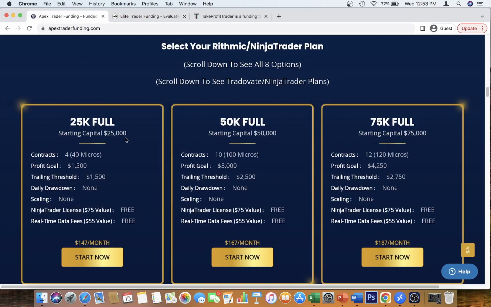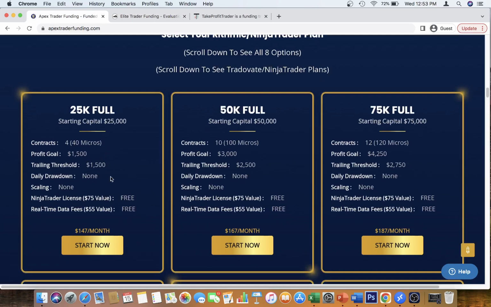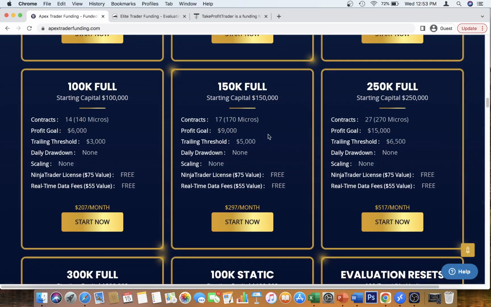Apex is a popular company as well, and all their drawdowns are trailing. There's no daily drawdown. Any account you go with at Apex is going to have a regular trailing drawdown. Let's look at the 150k account. You start off where your account will liquidate automatically at $145,000, which is $5,000 below $150,000. If your account value goes to, say, $153,000, your new auto liquidate point would be $148,000.